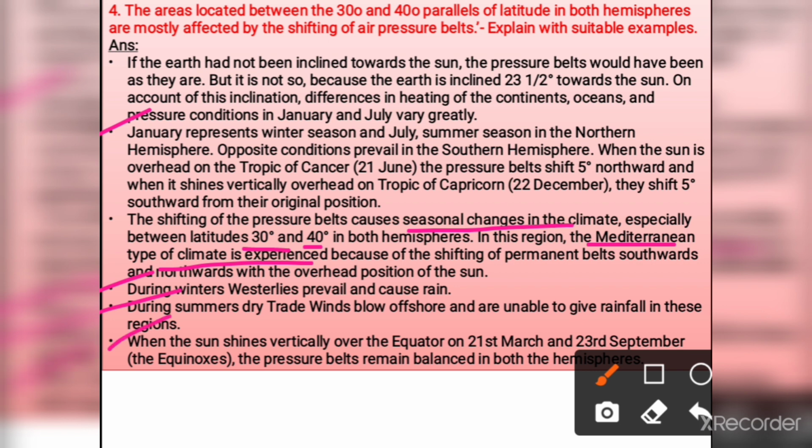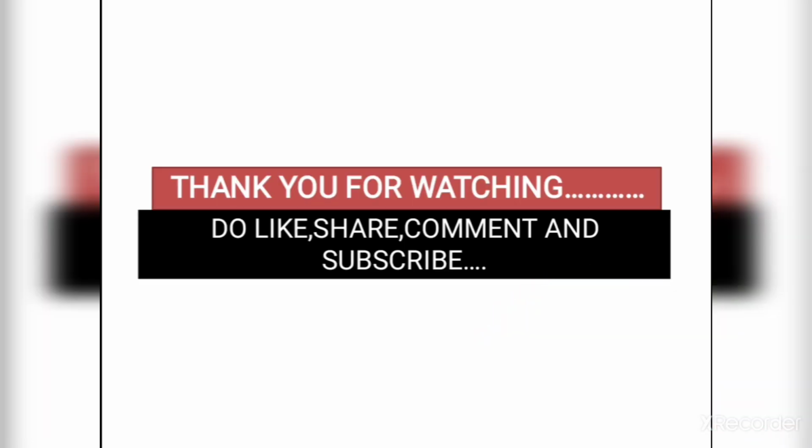When the sun shines vertically over the equator on 21st March and 23rd September, which are the equinoxes, the pressure belts remain balanced in both the hemispheres. So during the equinox period, when the sun shines vertically over the equator, the pressure belts remain balanced in both the hemispheres. They don't shift at that time. They only shift during the summer solstice and winter solstice. So this is all about this model activity task.